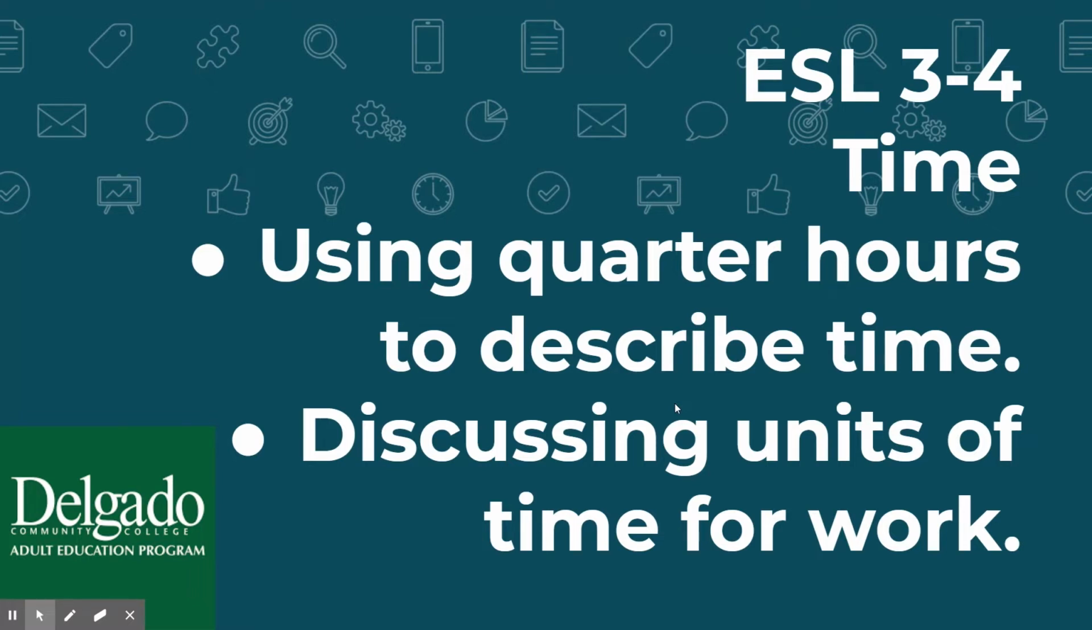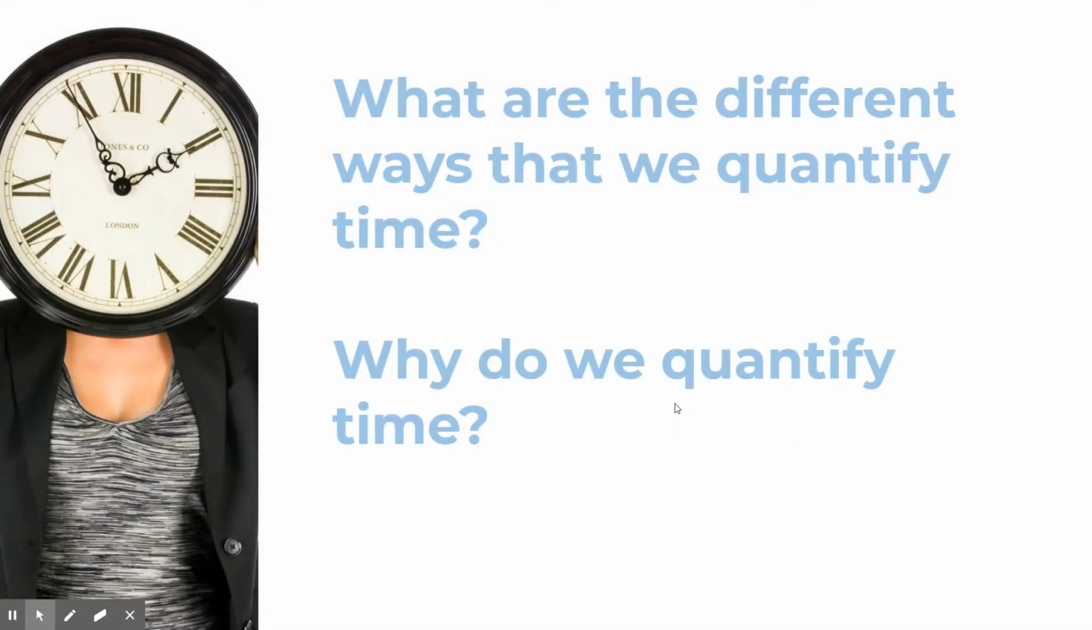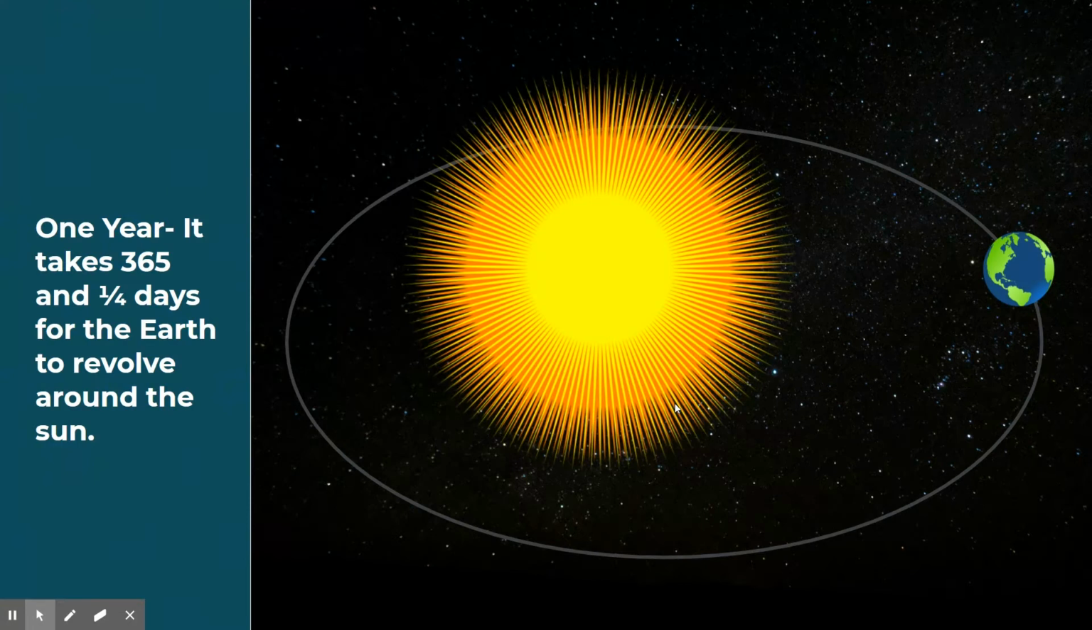This week's topic is time. We're going to talk about quarter hours to describe time and units of time for work. Let's start with a big question. What are the different ways that we quantify time? And why do we quantify time?